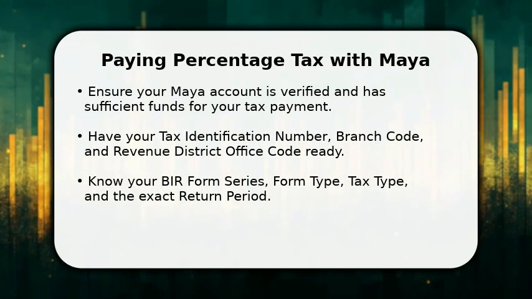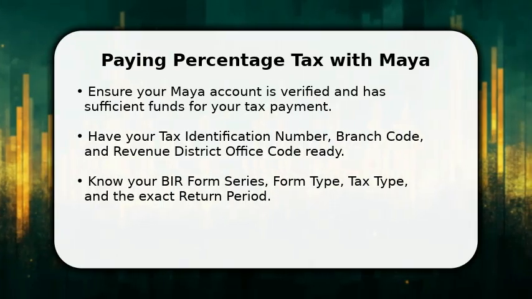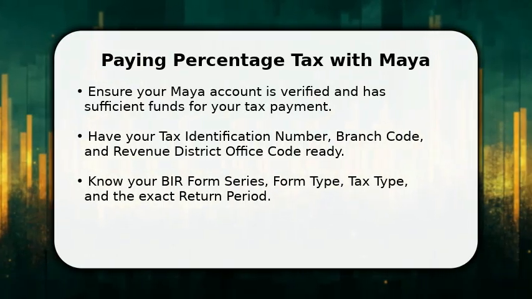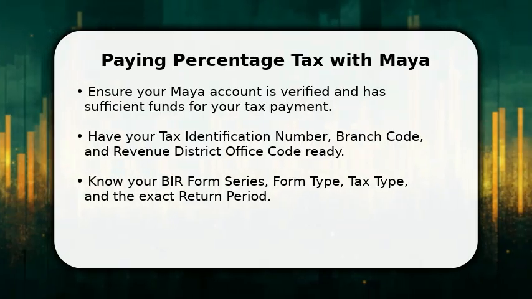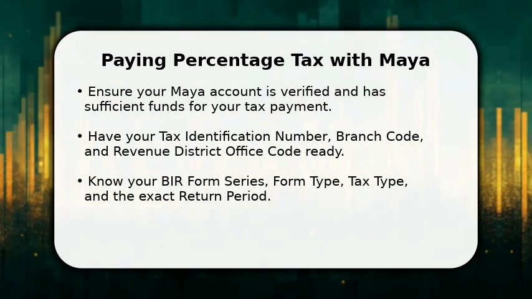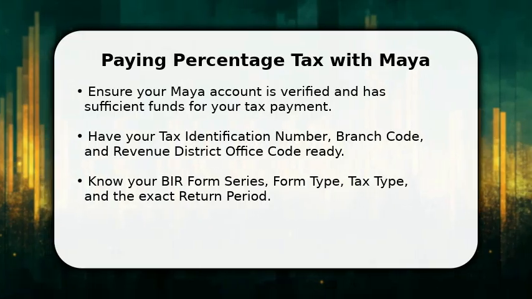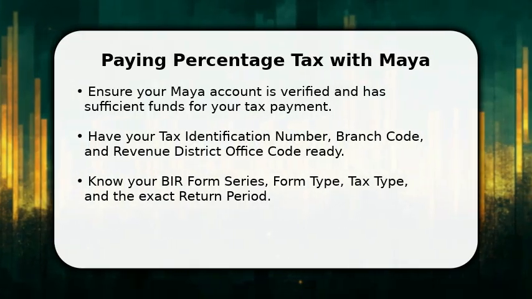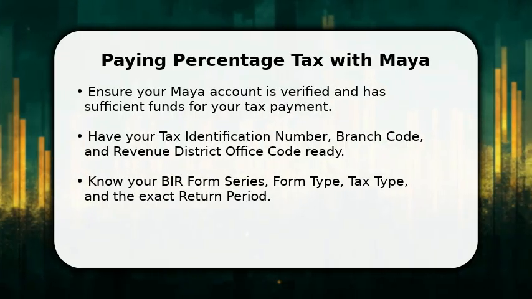In this video, I will explain how to pay quarterly percentage tax using Maya. First, make sure your Maya account is fully verified and holds enough funds to cover your tax due. You will need your 9-digit tax identification number, your 6-digit branch code, and your 3-digit revenue district office code.